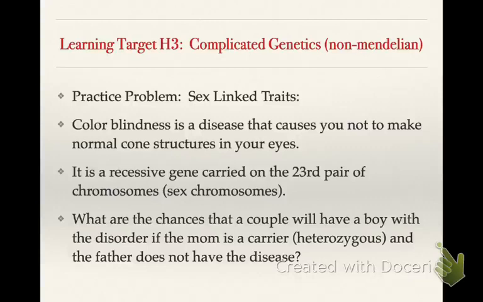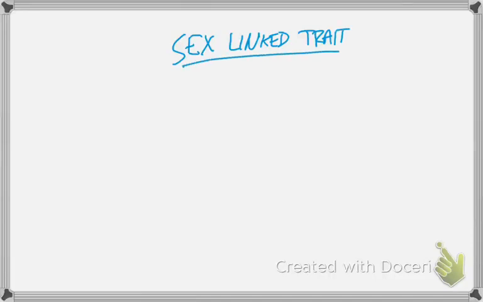Okay. Mom's a carrier, dad does not have the disease. So here's how we're going to do this. I've got to switch over to a whiteboard. That'll work. Here's how we start this problem. This is only for sex-linked traits, so make sure you understand this is a sex-linked trait example. This type of Punnett square that I'm going to show you is only for sex-linked traits.